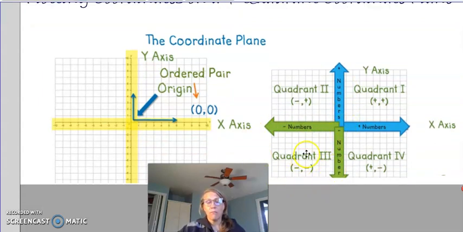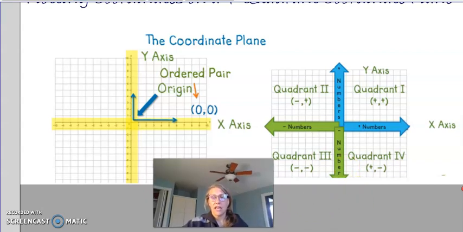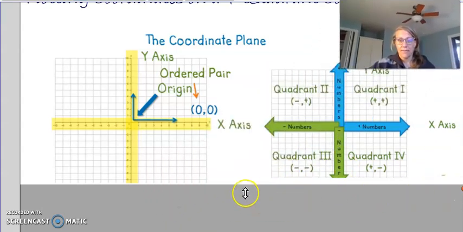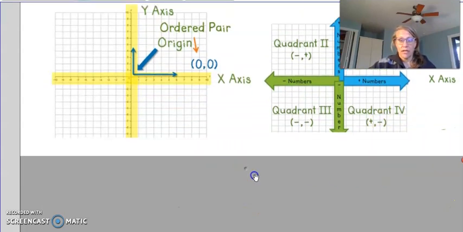Down in quadrant 3, both our x and our y coordinates are negative because we are on the negative part of the x-axis and the negative part of the y-axis. So anything you plot down here is going to have both a negative x and a negative y value. Over on this side, our last quadrant, quadrant 4, has positive x values because we're on the positive part of the x-axis, and negative y values because we're in that lower part, the negative portion of the y-axis. All right, let's keep looking here.